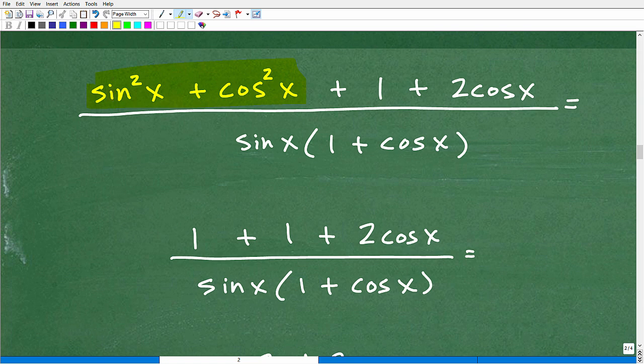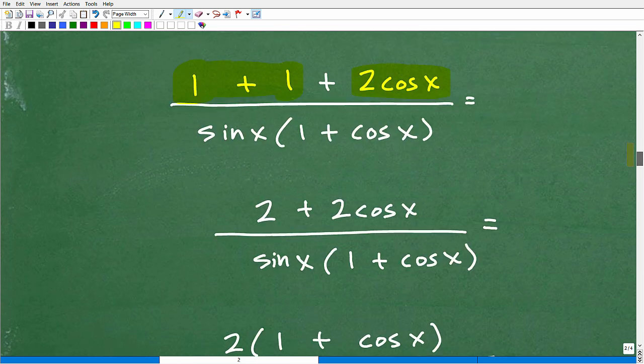So I have sine squared x plus cosine squared x. This is 1. Okay, then of course I have my 1 plus 2 cosine x right there. So 1 plus 2 cosine x, again, 1 plus 1, that's going to be a lovely 2. Okay, so now I'm like, oh, I got a 2 there, I got a 2 here. This is looking like something. So I have 2 plus 2 cosine x.